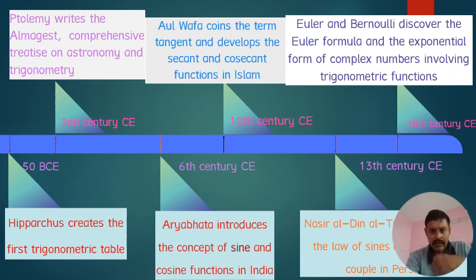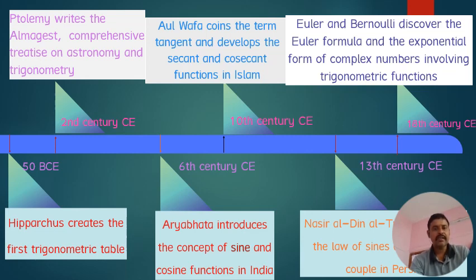So students, this is a timeline of the development of trigonometry over the ages. This is a little bit for your information, just to create an interest in trigonometry. First, in 50 BC, Hipparchus created the first trigonometric table. In the second century CE, Ptolemy wrote the Almagest, a comprehensive treatise on astronomy and trigonometry. In the 6th century CE, Aryabhatta introduced the concepts of sine and cosine functions.